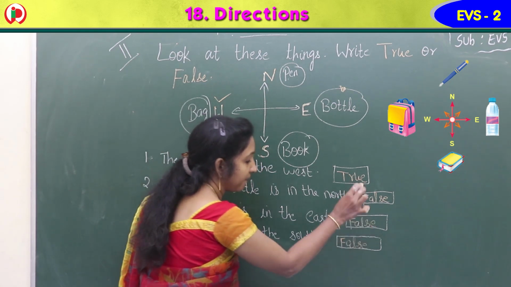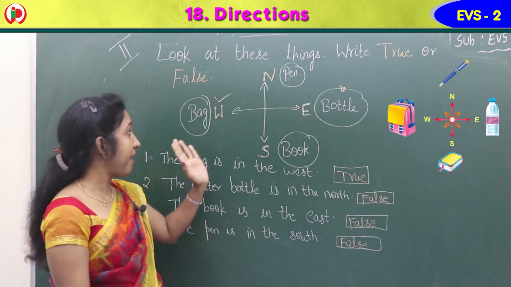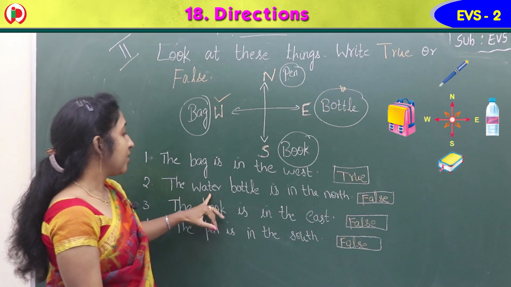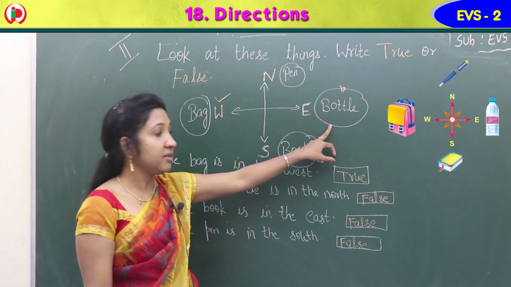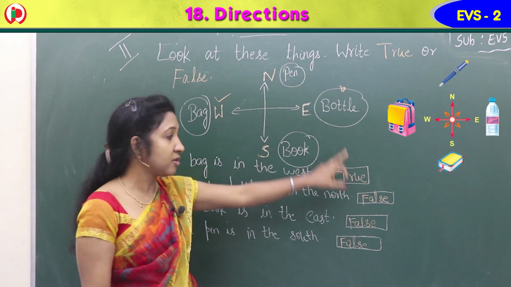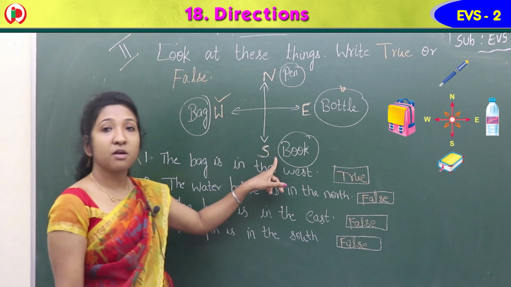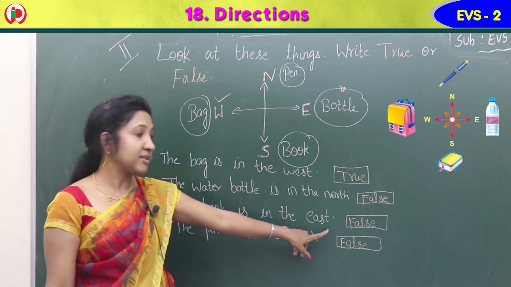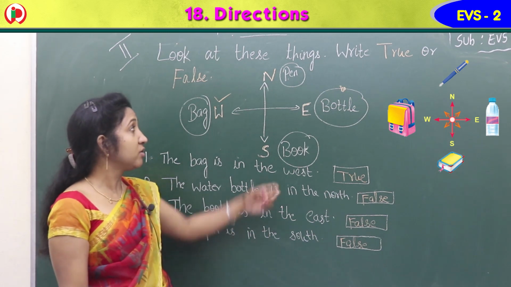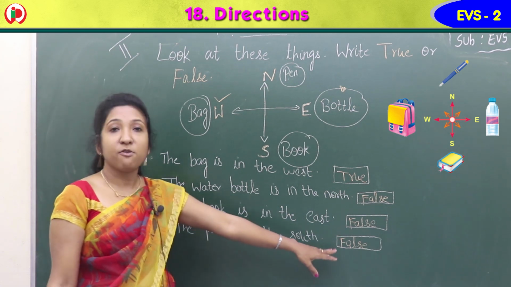F-A-L-S-E, false. So the bag is in the west is true. Bag is in the west only. The water bottle is in the north. Wrong. Water bottle is not in the north. It is in the east. So false. The book is in the east. No, book is in the south. So it is false. The pen is in the south. Pen is in the north, not south. So again, false.